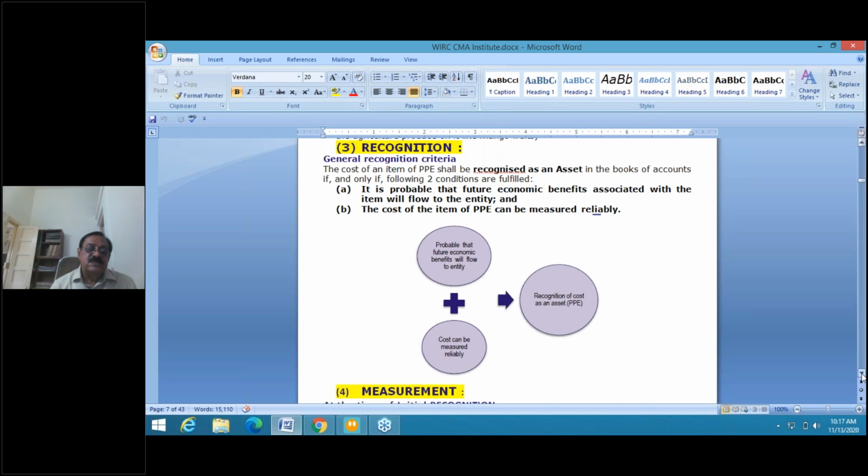One, it is probable that future economic benefits associated with the item will flow to the entity. So if I have an asset and it's going to give me some cash flows in the future, only then it will be recorded in the books of accounts as an asset. Otherwise, it will be expensed. And secondly, the cost of an item of PPE can be measured reliably.